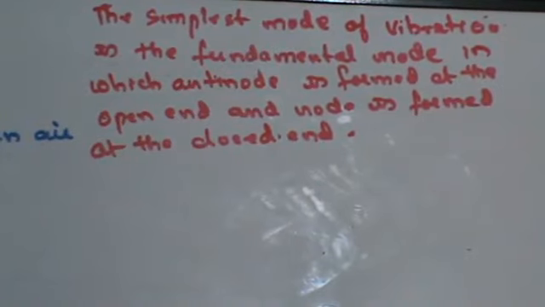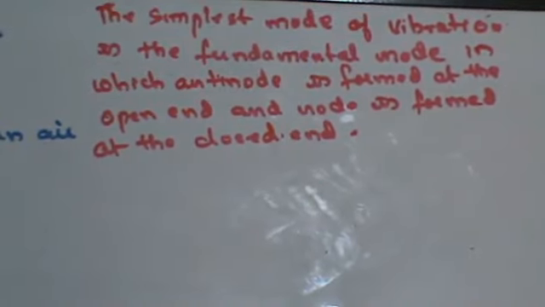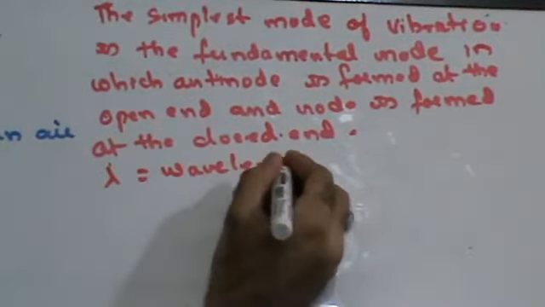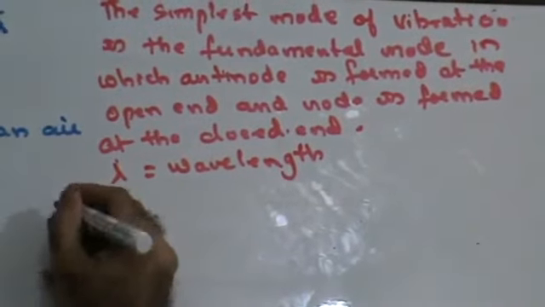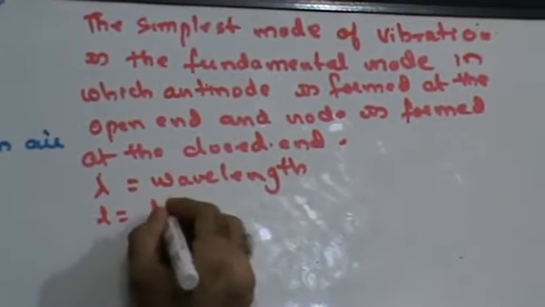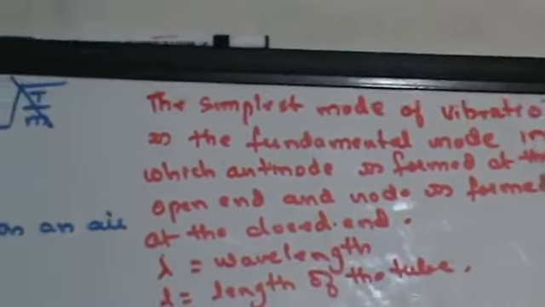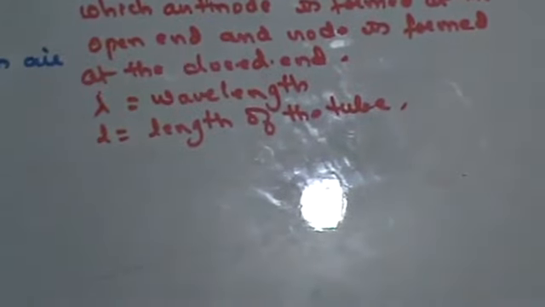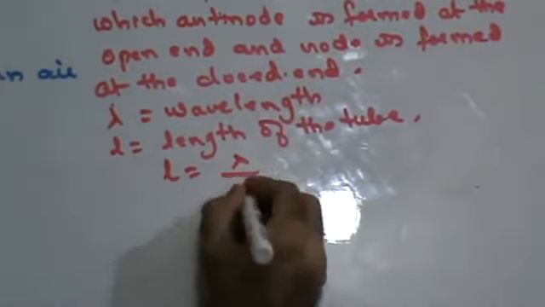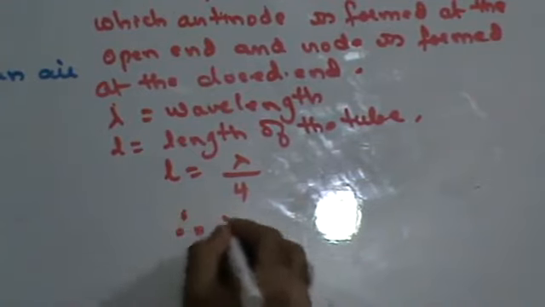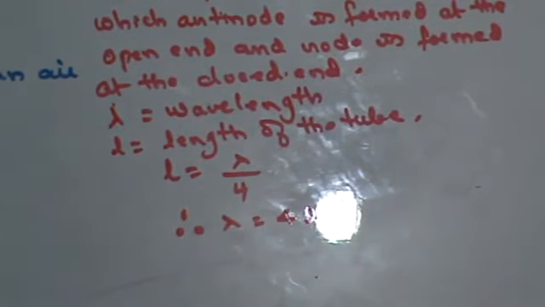Now let's assume lambda is the wavelength of the wave and L is the length of the tube. In which case I can therefore say that L, from the figure it's very clear, is equal to lambda by 4, right? That is the distance between adjacent antinode and node. Hence I could say that lambda is equal to 4L, right?